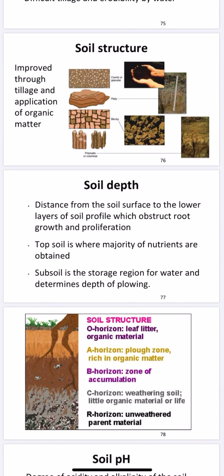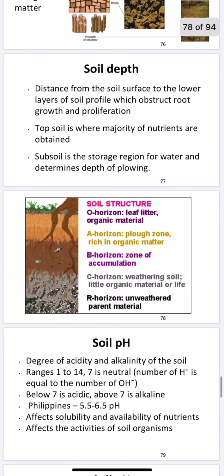This will improve through tillage and application of organic matter anyway. So you can see on the photo here, the structure can be crumb or granular as shown, or platy as shown in the photo, or blocky, or prismatic, or columnar. Although when you till the land or when you plow the land, the structure usually changes. But then, the best soil structure is the granular, especially for germination.